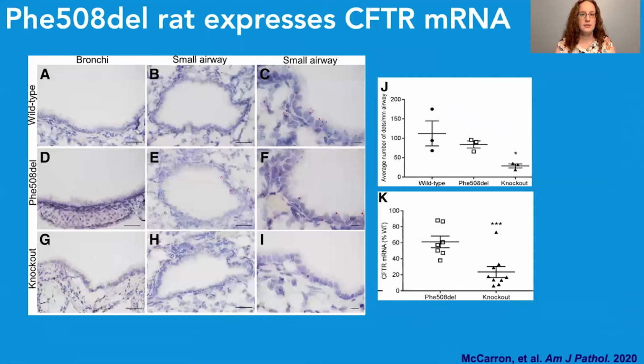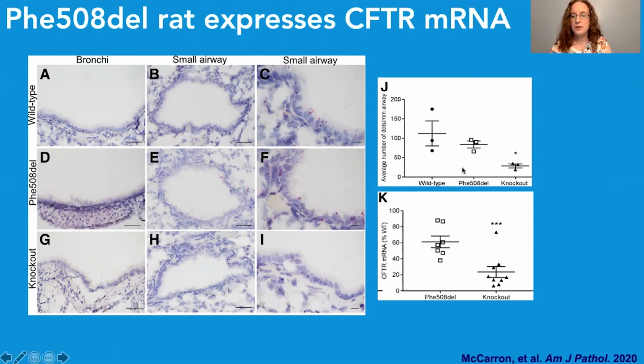This group also wanted to see how CFTR was expressed in the smaller airways. So they studied bronchi and small airway from wild-type, F508 and knockout rats and looked at mRNA expression using RNAscope. In these experiments, the red dots indicate CFTR mRNA. You can see in the wild type in both the bronchi and the small airway, there are an abundance of red dots indicating expression. When you zoom in, you can see multiple red dots per cell in the wild type. These number of red dots are diminished in the F508 with very little accumulation in the zoom in view, and in the knockout, they're almost completely absent.